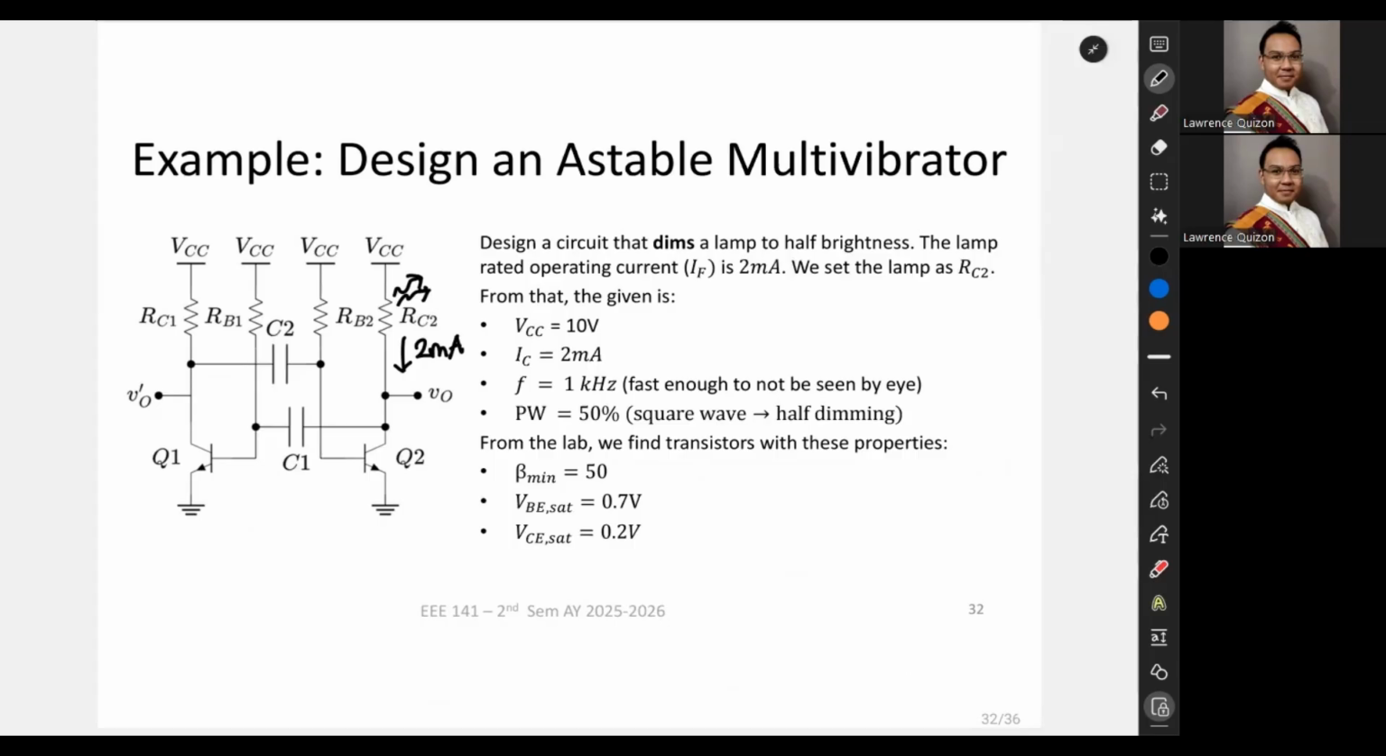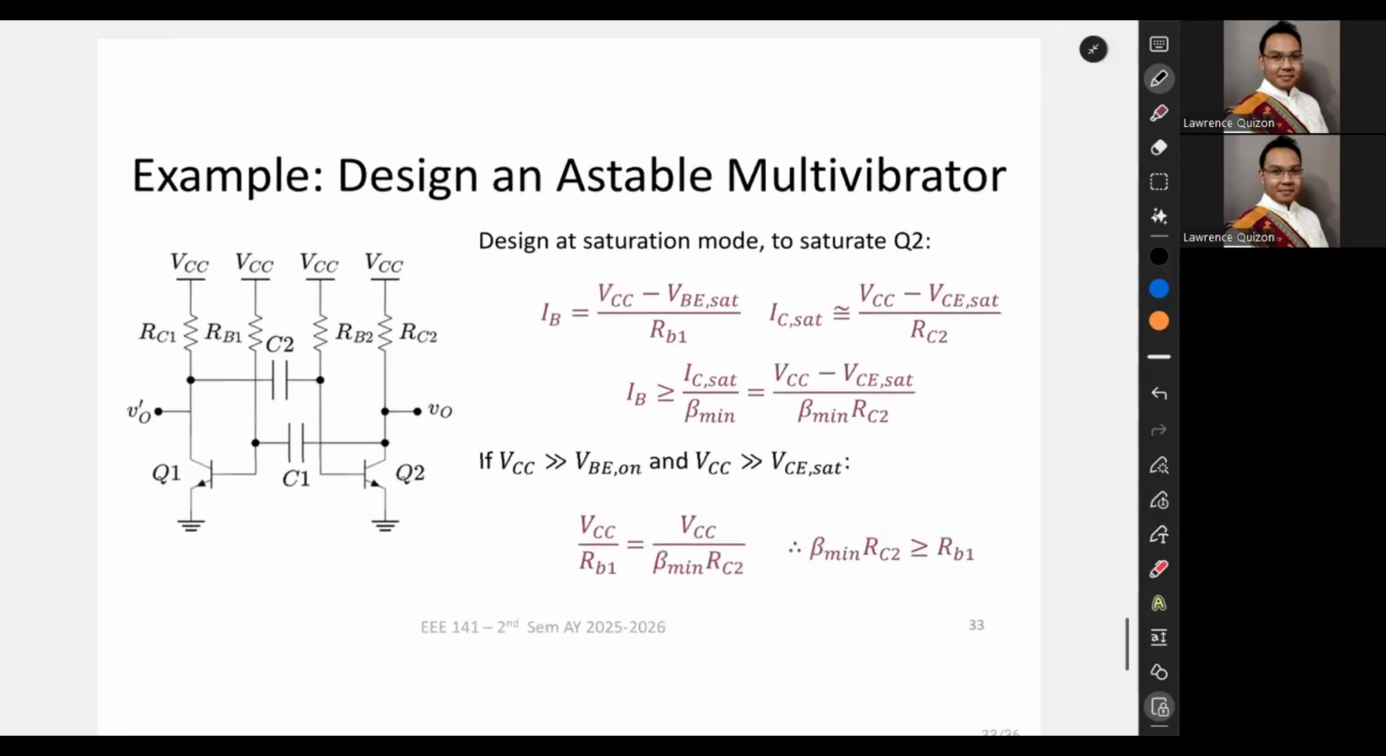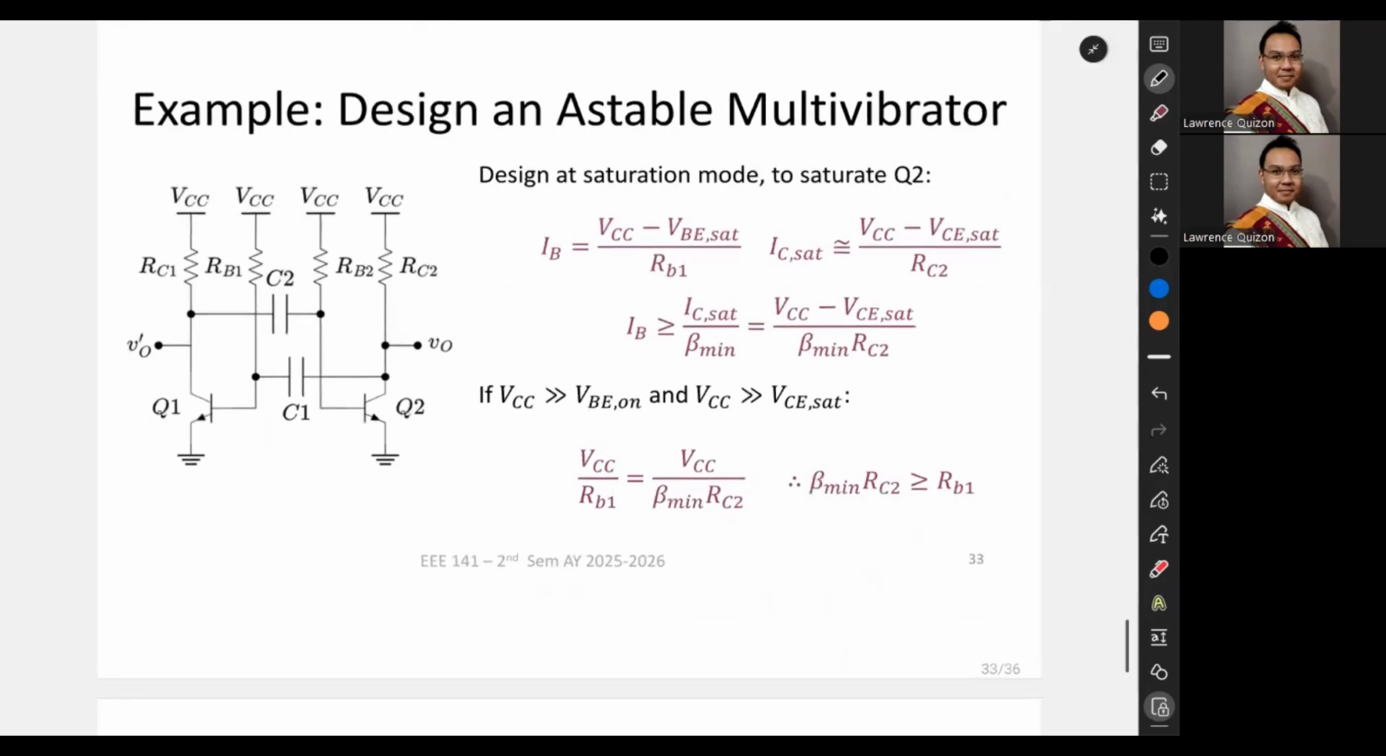The frequency has to be 1 kilohertz. It doesn't have to be; that's arbitrary, but it has to be fast enough not to be visible to the naked eye, so that it dims to half brightness. And since half brightness, we want the duty cycle to be 50%. Now, for the components, let's use a component that we found in the lab, which has beta min of 50, VBE sat of 0.7, and VCE sat of 0.2.